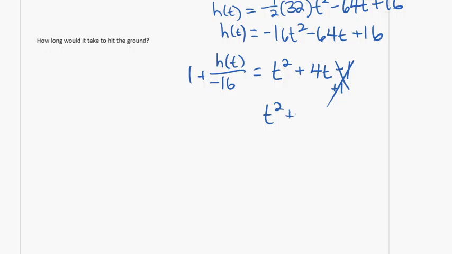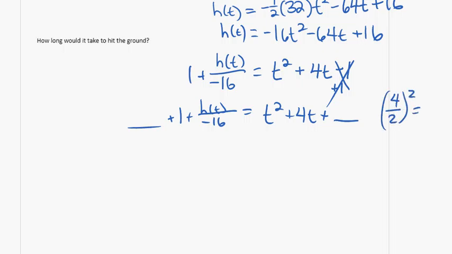So t squared plus 4t plus what equals 1 plus h of t over negative 16 plus what? Take my b value, cut it in half, square it, and I get 4. So 4 is the number I'm looking for. t plus half of b, quantity squared, must equal all this, so 5, 4 plus 1 is 5, plus h of t over negative 16.